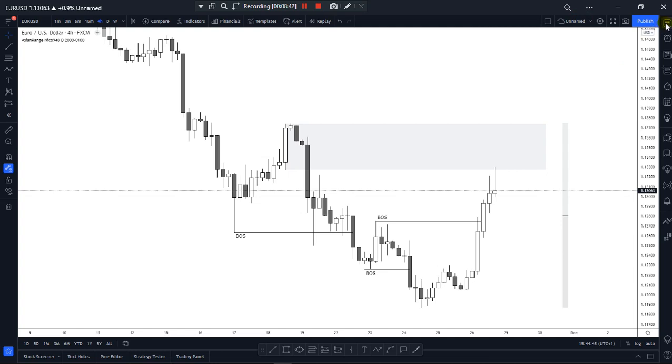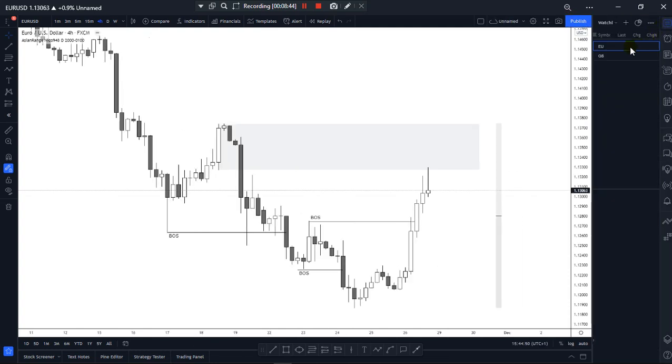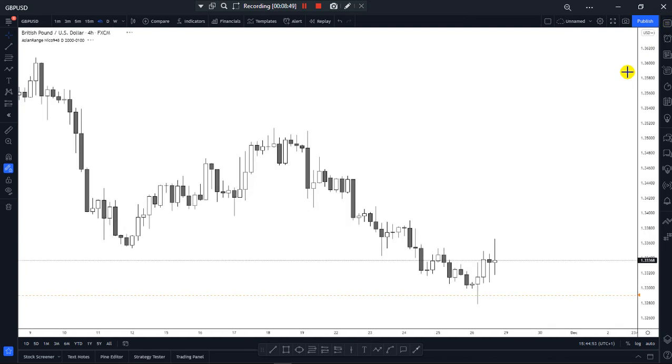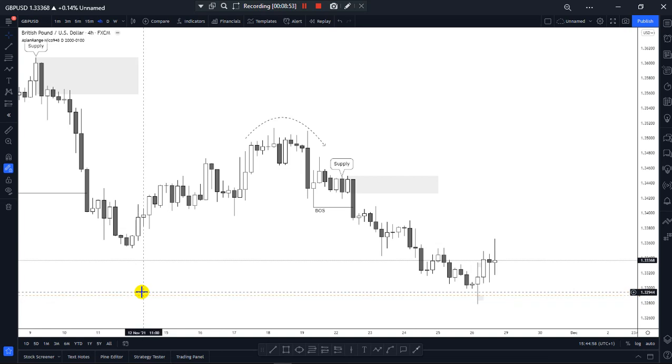So I'm going to go to the next pair. That's CHF. I don't normally trade CHF, I just keep it there for keeping sake. So I had this alert, and I'm going to delete this alert. No, I'm going to delete everything.